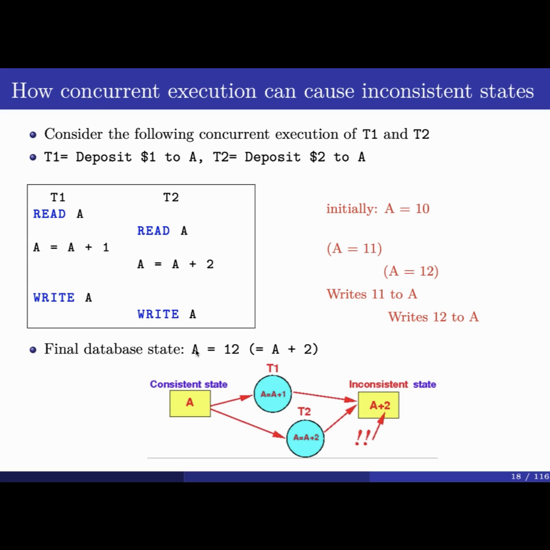So we end up with what? We start with A and end up with A plus 2. Do we have a consistent state? No, it is not. It must be A plus 3 in our case. So in this case, we end up with a problem. In other words, we lost the update. So we need to deal with this situation.